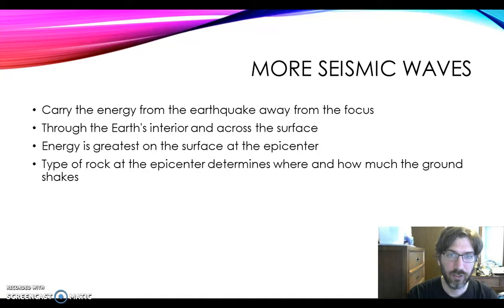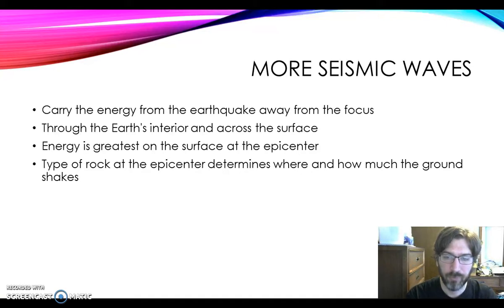They do carry energy away from the focus. So the earthquake starts at the focus. All that energy from that movement gets carried in seismic waves away from it and through the Earth's interior and then onto the surface and across the surface. And again, the energy is going to be greatest at the epicenter.